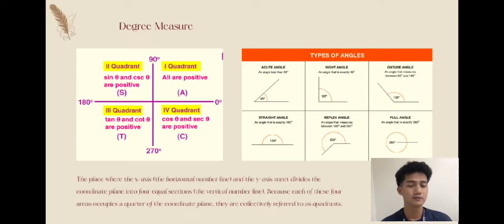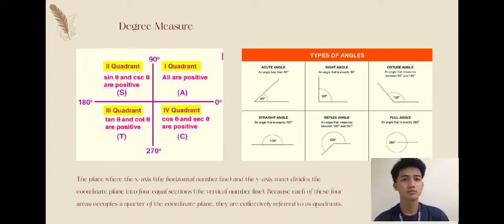There are different types of angles. The first one is the acute angle, which is less than 90 degrees. Right angle, that is exactly 90 degrees. Obtuse angle, an angle that measures between 90 degrees and 180 degrees. Straight angle measures exactly 180 degrees. Reflex angle measures between 180 degrees and 360 degrees. And lastly, full angle measures exactly 360 degrees.